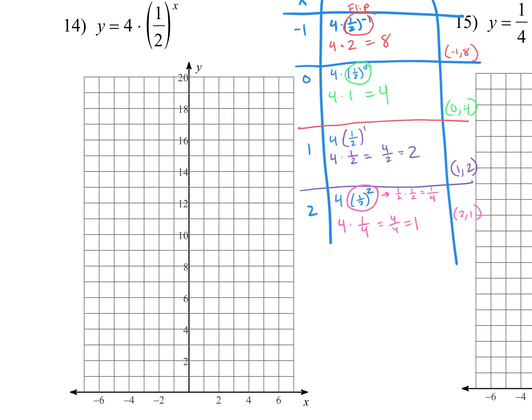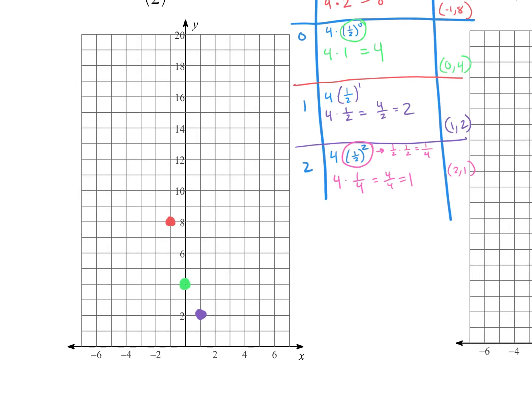So let's plot our points. The first one, we go to the left to -1 and up 8. The second one, we stay on 0 and go up 4. The third one, we go to the right 1, up 2. And then the fourth one, we go to the right 2 and up 1.